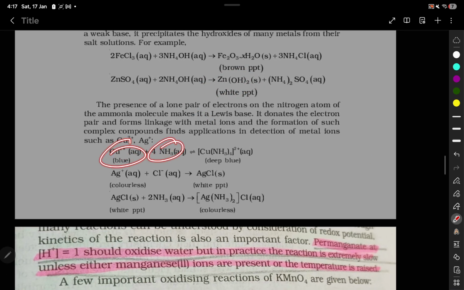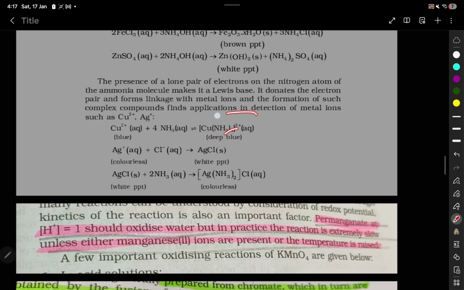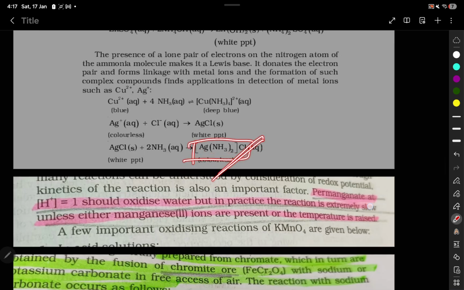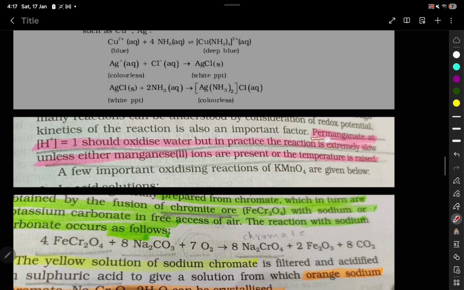Then you have Cu2+ and 4NH3, which gives a deep blue precipitate of [Cu(NH3)4]2+, which we have also done in 10th grade. And AgCl, though we know because of so many places we've seen it. And AgCl in excess of NH3 gives [Ag(NH3)2]+, colorless. And this is the same thing that's used in Tollens' test, I'm pretty sure. Okay.